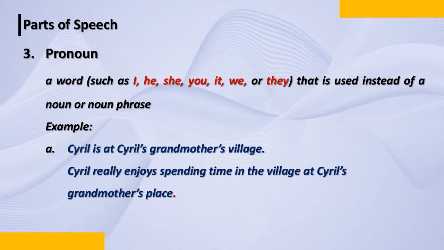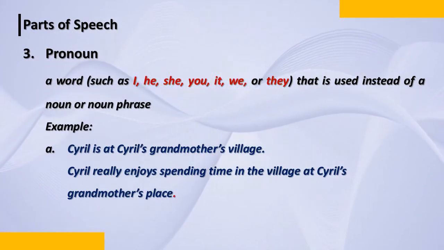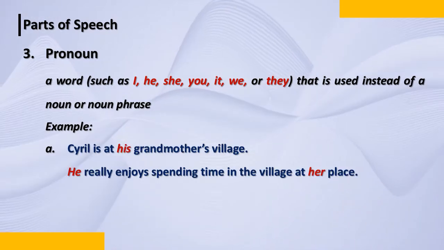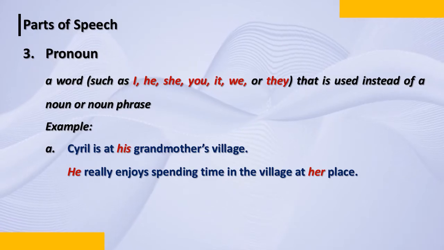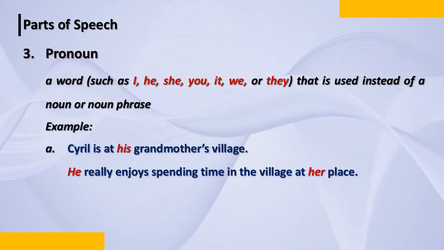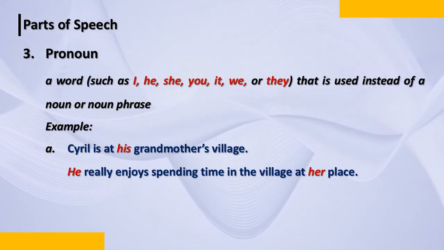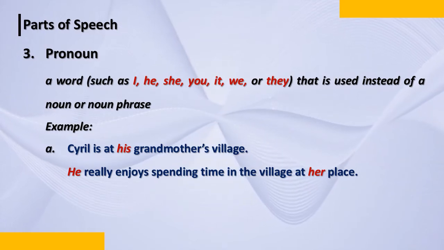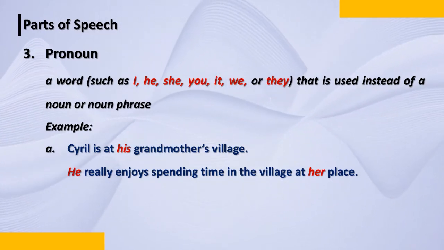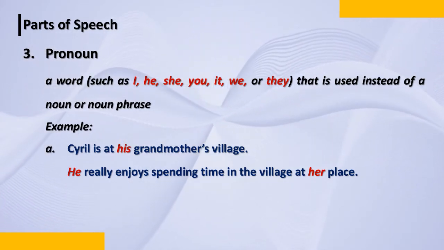So let's see now. If I replace Cyril, what do I replace it with? I said pronouns are I, he, she, you, it, we, or they. Now look at the example. I've changed it. Cyril is at his grandmother's village. He really enjoys spending time in the village at her place. I've used Cyril only once in the first sentence and grandmother only once.